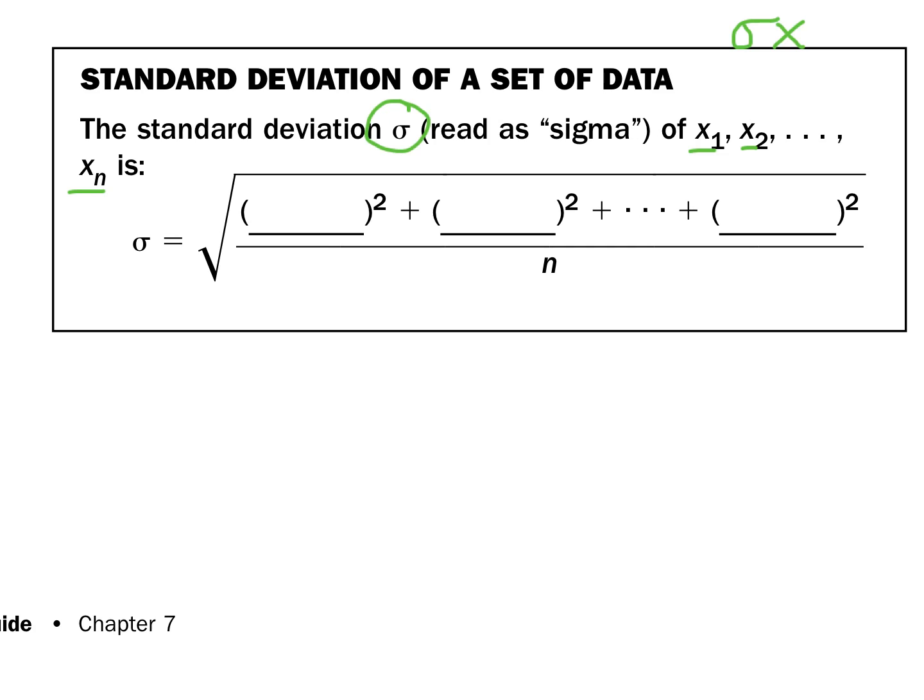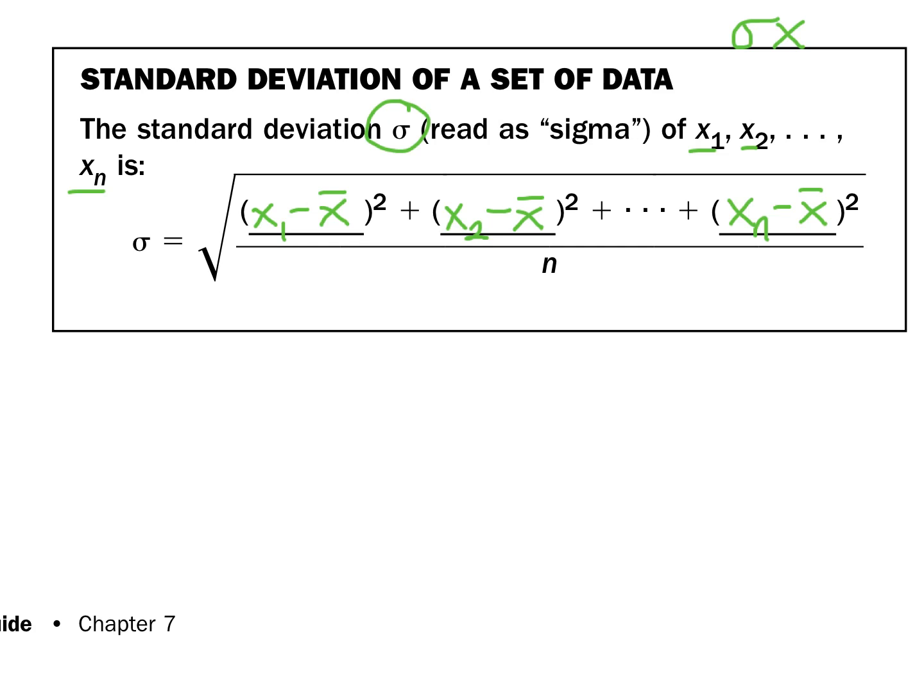The way that we find this is we take the difference between each of the numbers in the set, so x sub 1, and the mean. We take the difference of each of those, square each of them, add them together, and find the average of all of those squares of the differences. We go all the way to the very last term, divide that by the number of terms, and then take the square root, and that gives us the standard deviation.